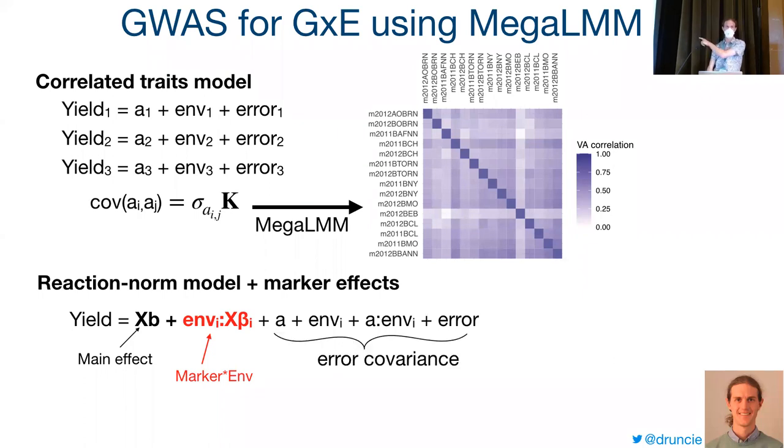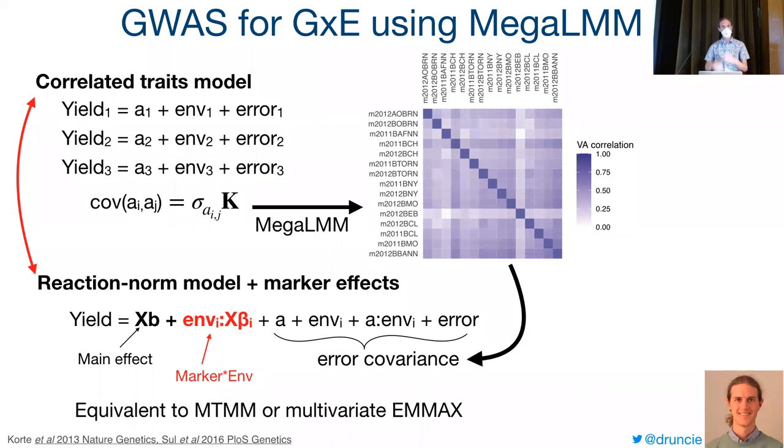But the complicated part is the remainder, which is that error covariance. And that's where there are those 550 parameters that I have to estimate. Well, I have them all right there. Because, as I said, the correlated traits model and reaction norm model are exactly the same, this is just a different representation of that one. And so I can just directly use the estimates I have from that model as my error term here.